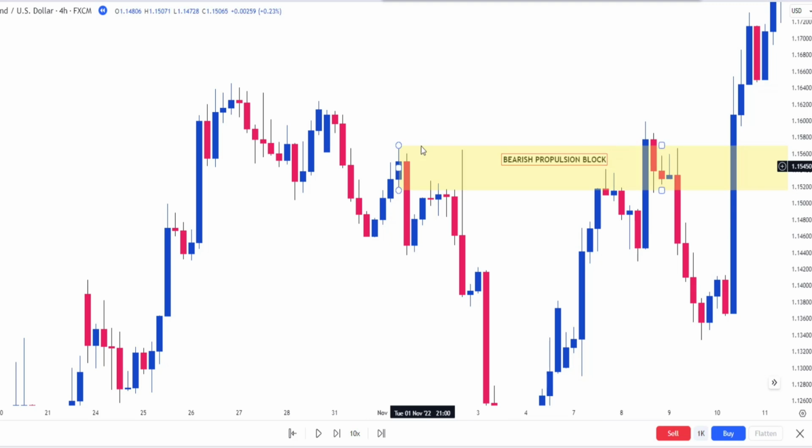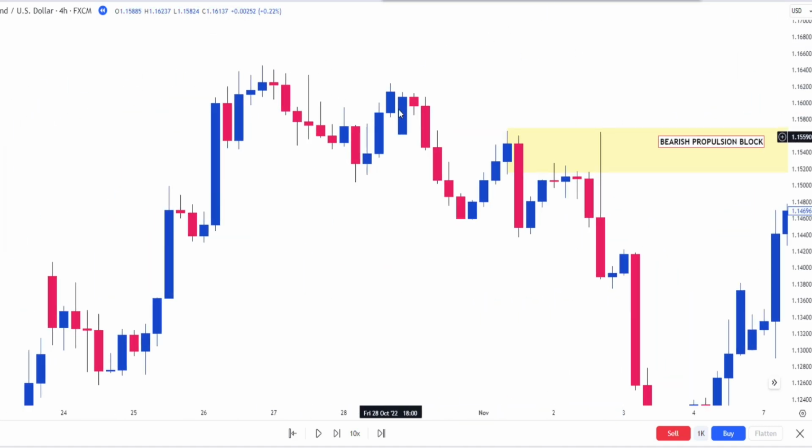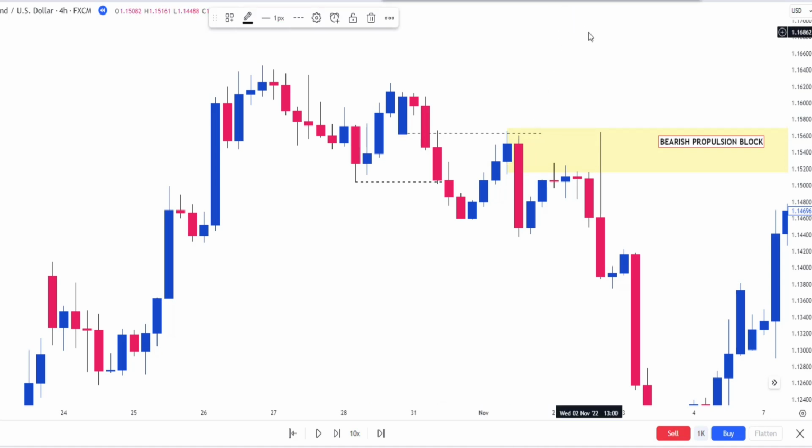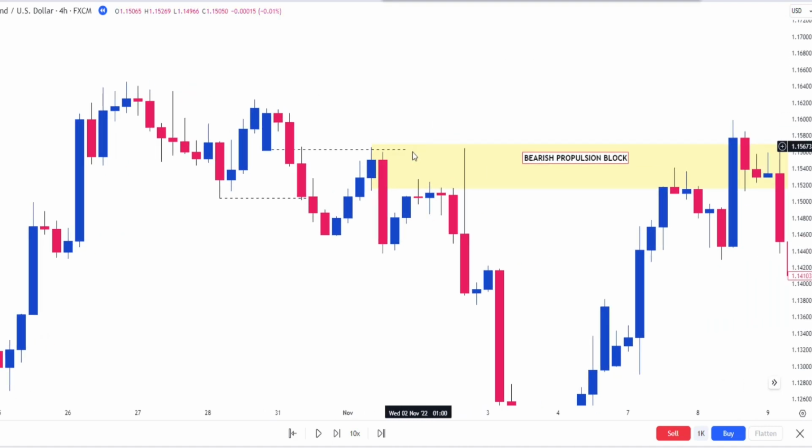I consider it a propulsion block. Look at this price action. This guy is acting like your bearish order block. Can you see this blue candlestick is acting like my bearish order block? And look at this price trading below this level, coming back to test this area. Can you see this last blue candle is now acting like my propulsion block?